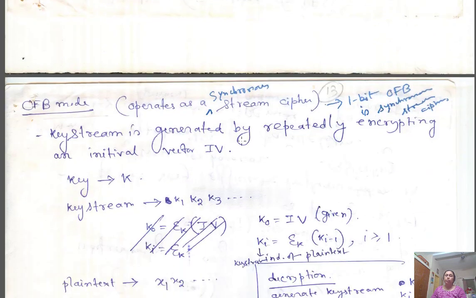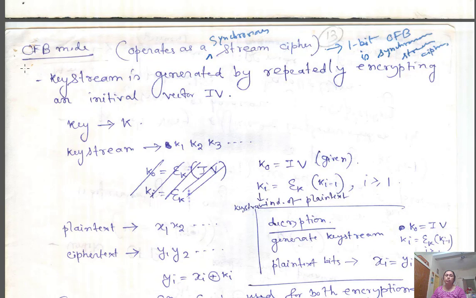Okay, now OFB mode. OFB mode is output feedback mode. So what we do is, from the given key, we generate a key stream. This essentially works as a stream cipher. I'll discuss stream ciphers. In a stream cipher, from the given key we generate a key stream, and each plain text bit is encrypted using this key stream. So this is what we do in a stream cipher.